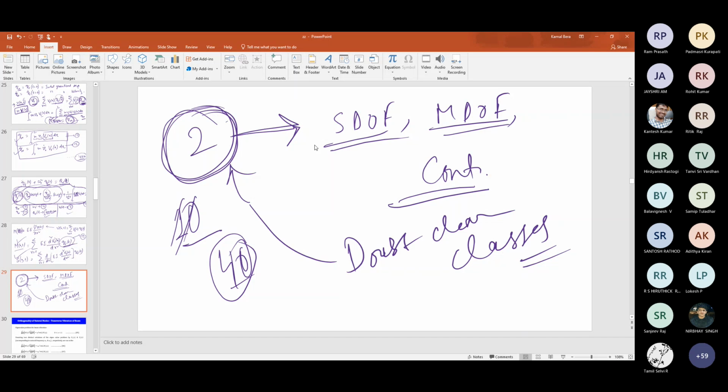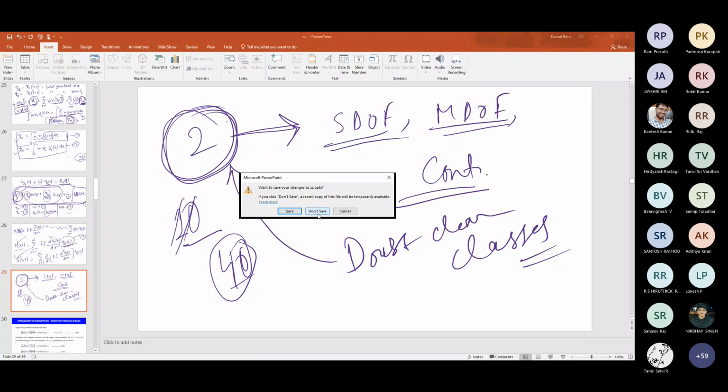So we'll meet the next day with one example regarding this mode superposition. And CR, please let me know whether these 2 doubt-clearing classes are required by a substantial number of people. Okay, thank you.